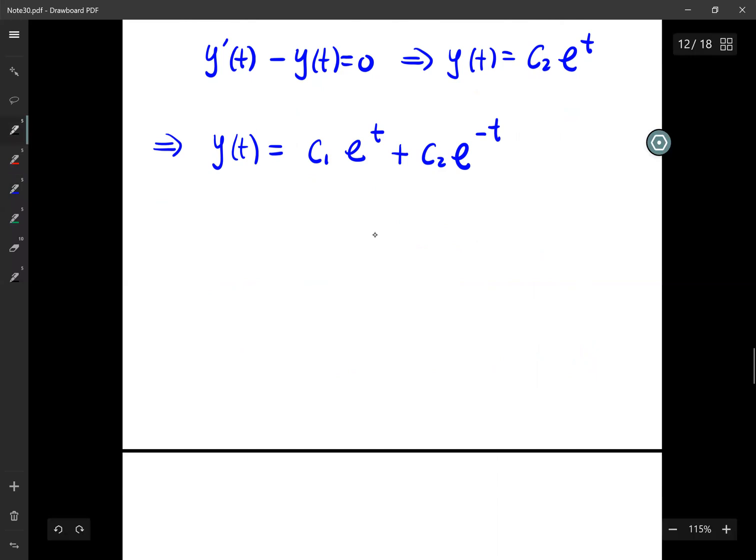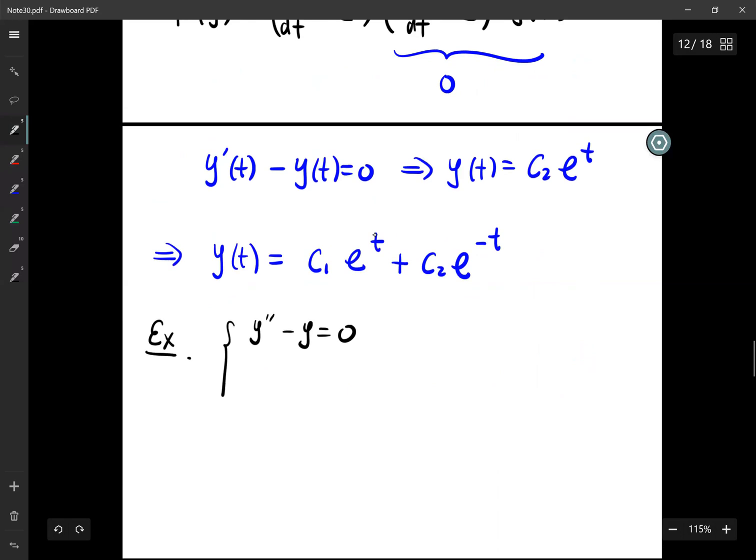Okay, so now let us use this knowledge and solve this. Why is it C2 e to the minus t? Because the answer above is C2 e to the t. That doesn't matter, right? There's some arbitrary constant. Thanks. Oh, okay.